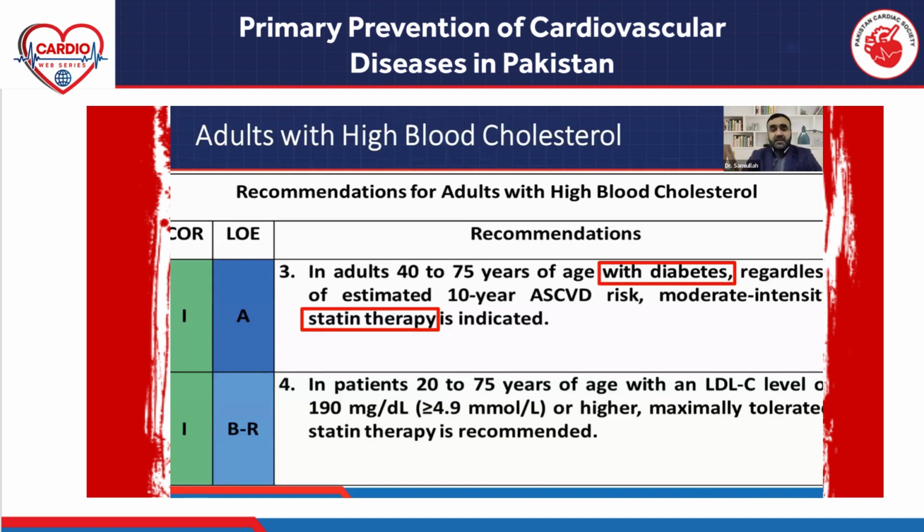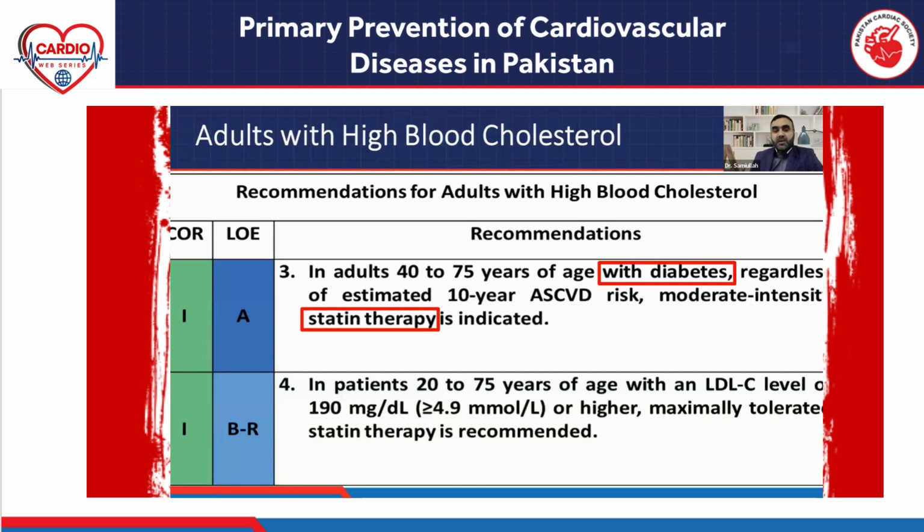Those with diabetes and the age is 40 to 75 years, you do not consider the 10-year ASCVD risk. Give moderate intensity statin therapy to these patients. So diabetic patients need to be given moderate intensity statins regardless of their 10-year ASCVD risk.